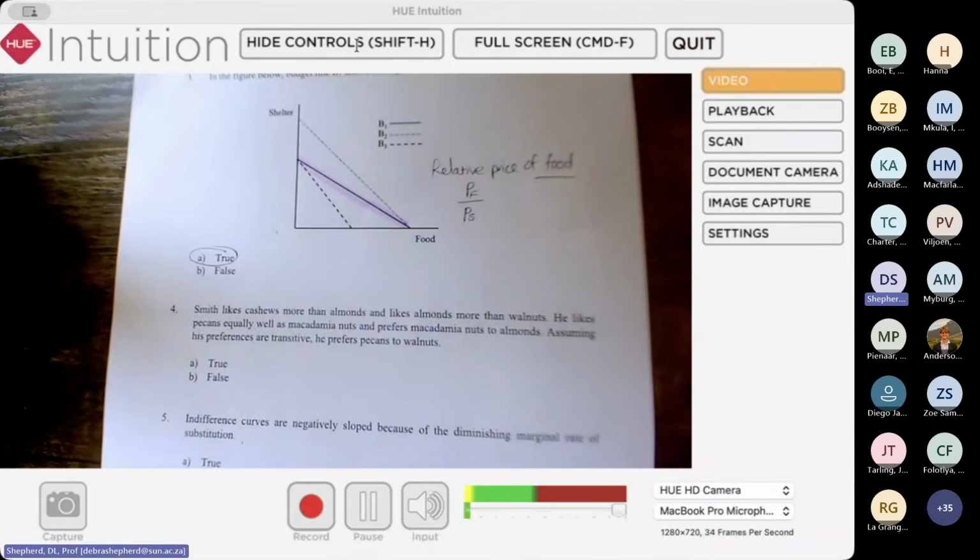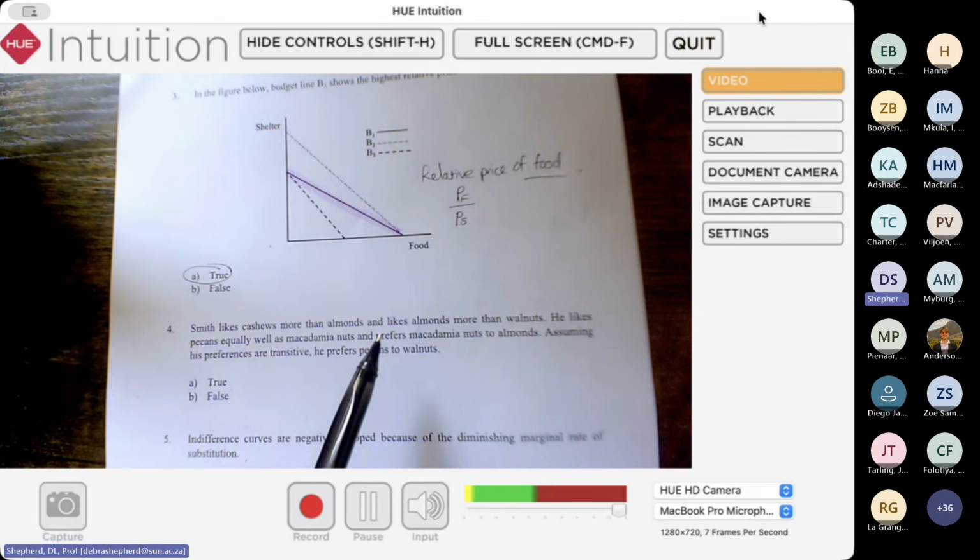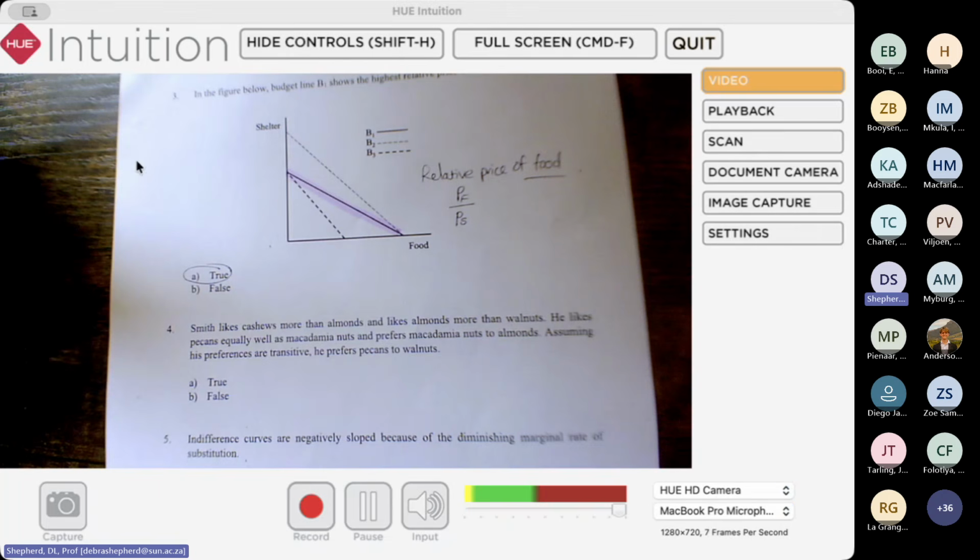Thanks so much. So the answer is true because the flattest line in this representation tells us something about the relative price of food being relatively high and the relative price of shelter being relatively low. Okay. Does that make sense?